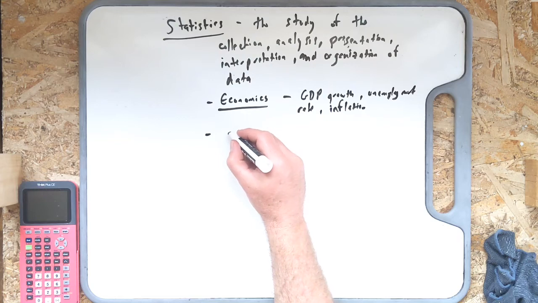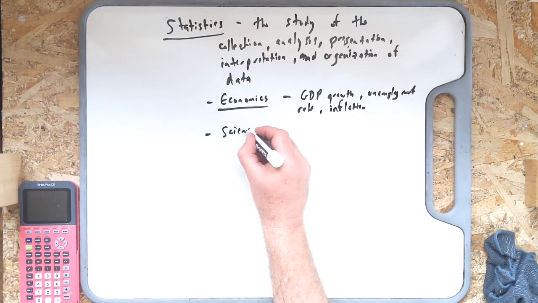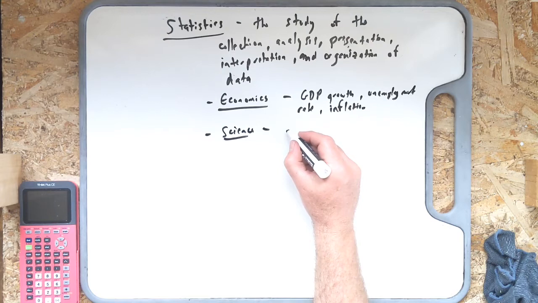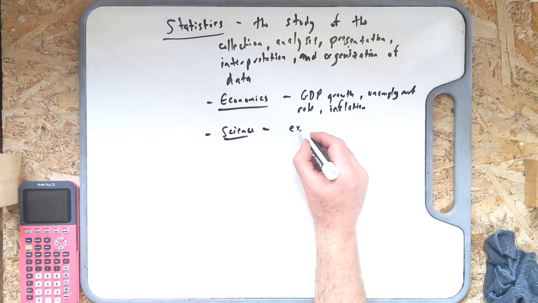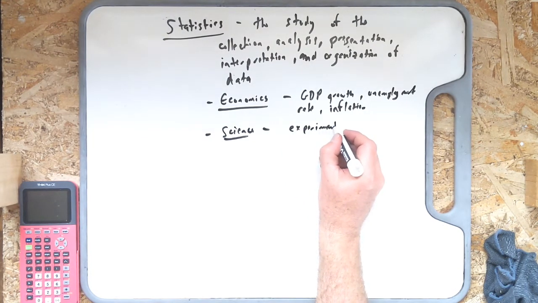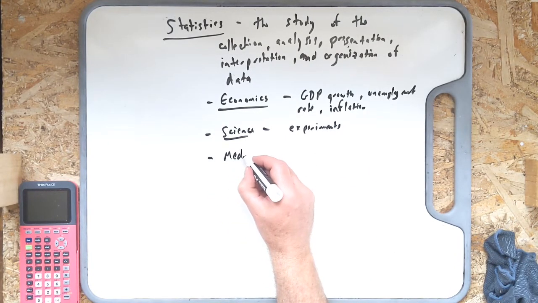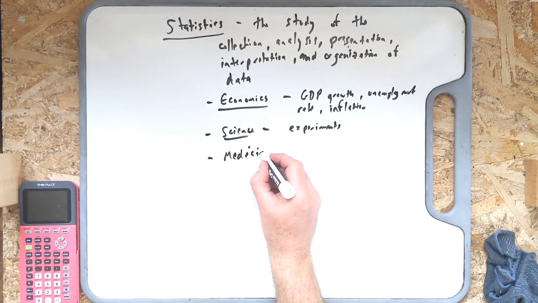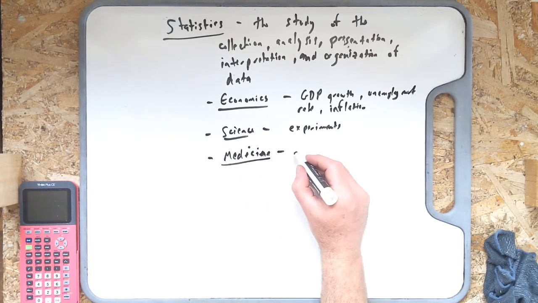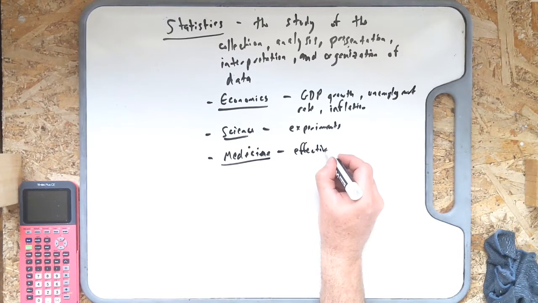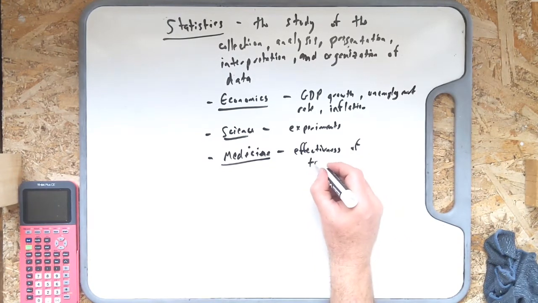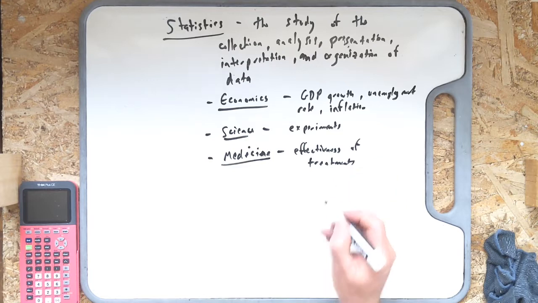Another example, science. This is something you probably used. Experiments. How do you collect data from experiments? And how do you analyze it? Last one I'm going to do is medicine. You use statistics to tell the effectiveness of treatment. How do you know if something's working or not? That's just a couple examples. It's used in almost every field and industry in the world.